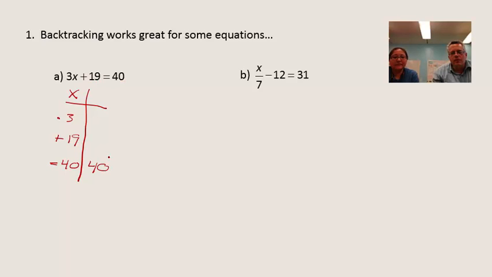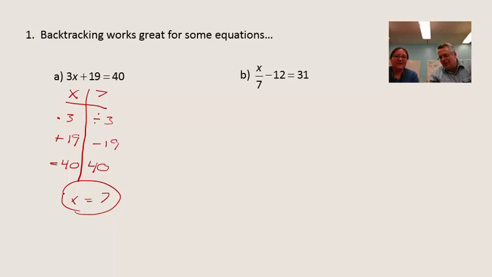Then we work backwards. So we're going to start with 40. We're going to subtract 19. And then we're going to divide by 3. So, undoing multiplying by 3. And pretty much undo every step until we get to the beginning. So 40 minus 19 is 21. And then you divide by 3, you get 7. So for this one, x equals 7.